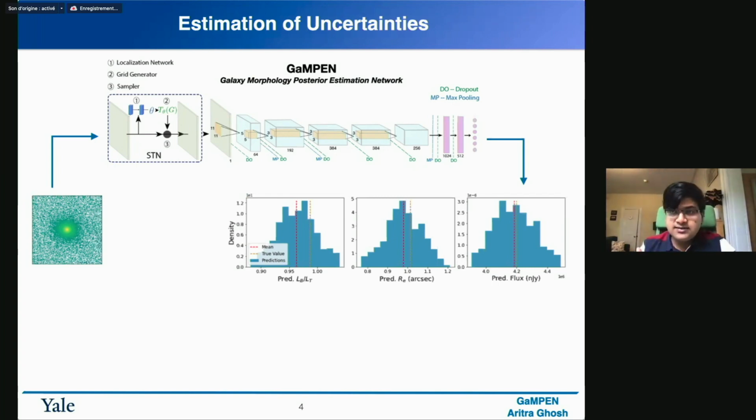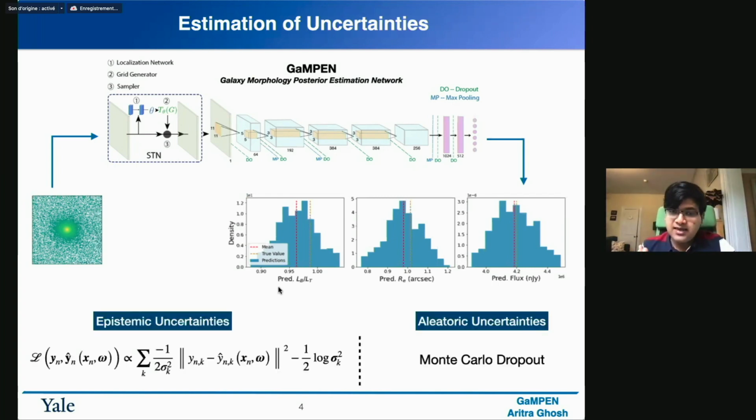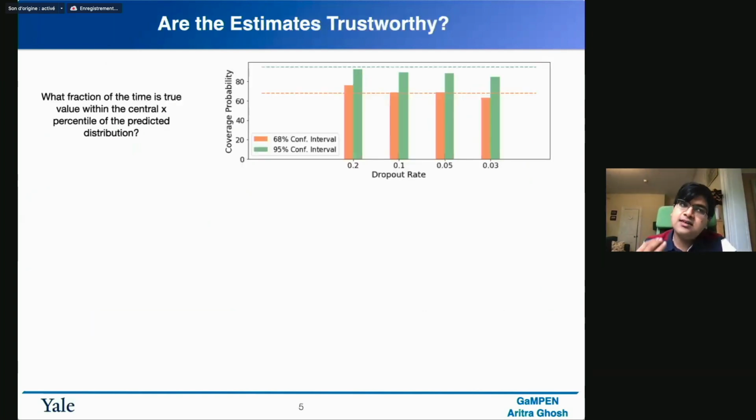Now, to predict these uncertainties, we are combining both epistemic and aleatoric uncertainties. We are getting the epistemic uncertainties because we are using a Gaussian log likelihood as our loss. And for the aleatoric uncertainties, we are using Monte Carlo dropout. Now, on this slide, I've just shown one galaxy, but if you do this for all the galaxies in our data set, you can then ask the question, what fraction of the time is the true value within the central X percentile of the predicted distribution? And if you pick the correct dropout rate, which is a tunable parameter because we're using Monte Carlo dropout, you end up with uncertainties which are pretty well calibrated.